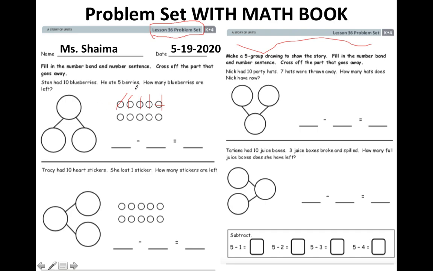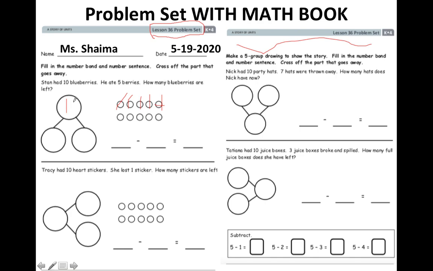And how many blueberries are left? So we know that this is 5. It's super easy because this is a 5 group made 10 blueberries. So now let's fill in the number bond.